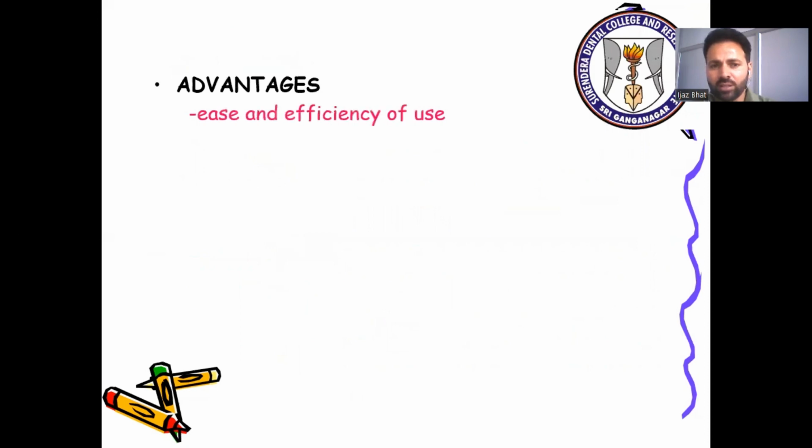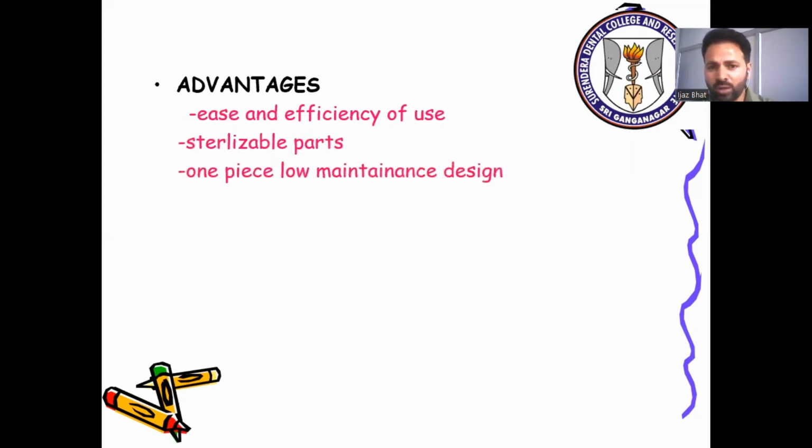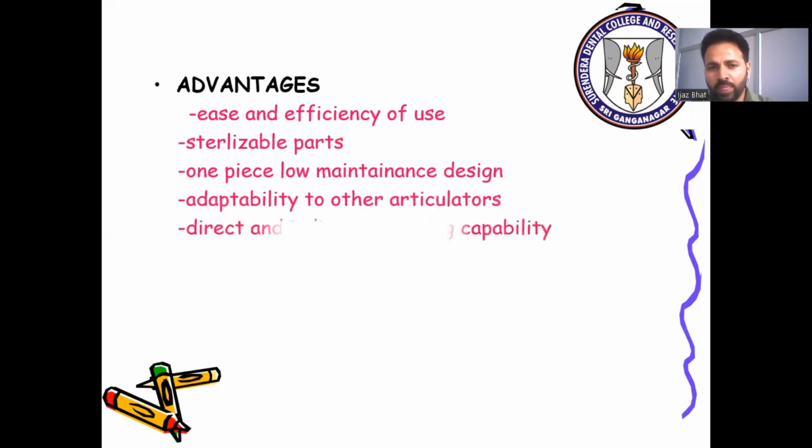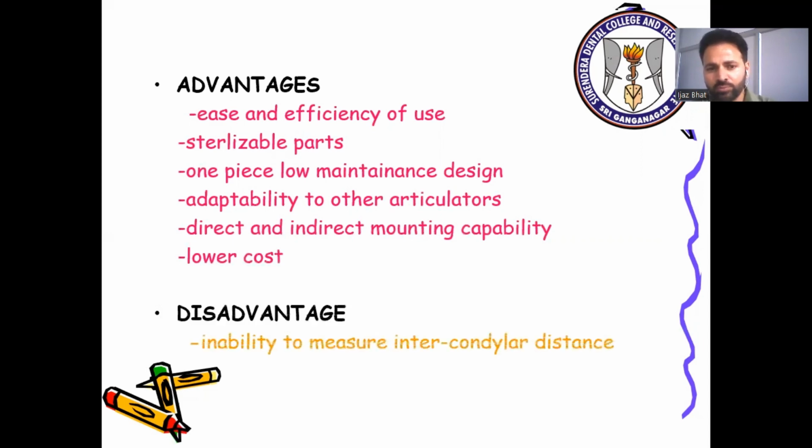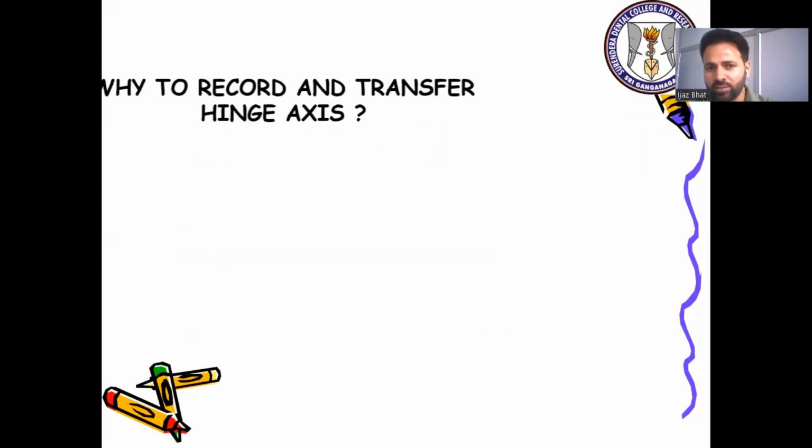Advantages: it is easy and efficient to use, has sterilizable parts, is a one piece, low maintenance design, has adaptability to other articulators, direct and indirect mounting capability, and it has a lower cost also. Disadvantages: it has the inability to measure the intercondylar distance.